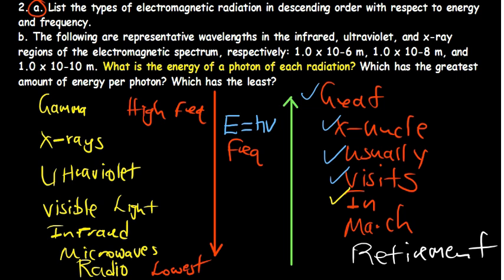If you can remember this, you're good. Great X anchor usually visits in March until retirement. If you can remember this, you'll be able to remember the order from the highest frequency. G is for gamma, X for X-rays. Or I can remove usually, so that we can just say great ex uncle visits in March until retirement. The U for the uncle can represent UV, and then V for visible light, and then infrared there, and then we've got M for micro, and then R for radio waves.